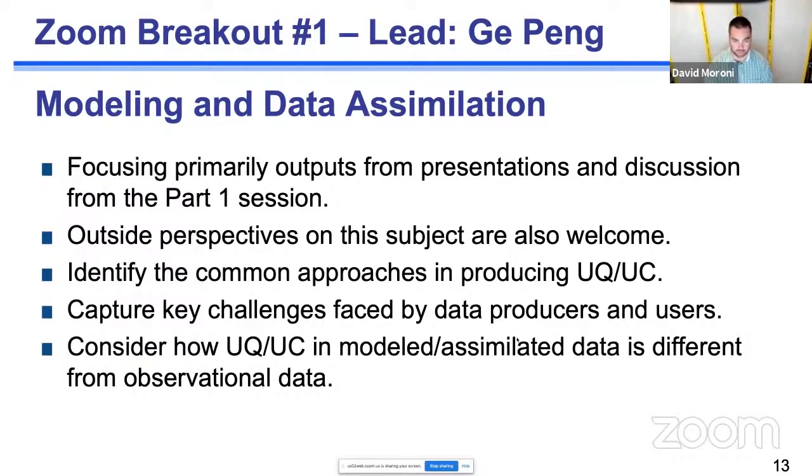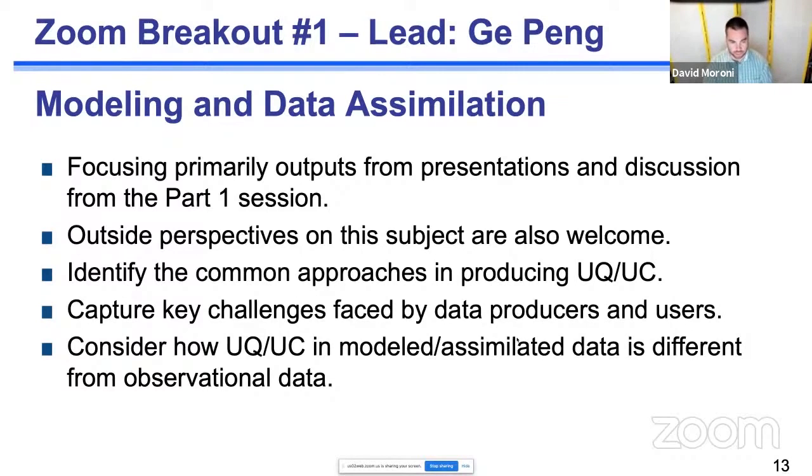I know there's a number of people that joined, especially in the last session, who had not just an area of interest, but also some expertise on data assimilation and modeling. And so we welcome those perspectives as well.